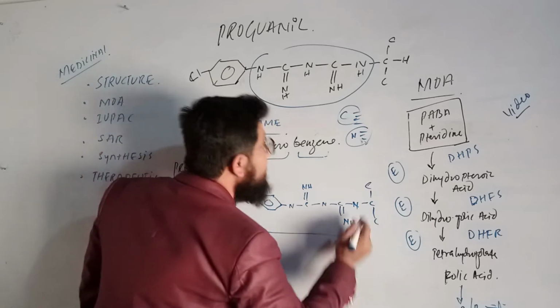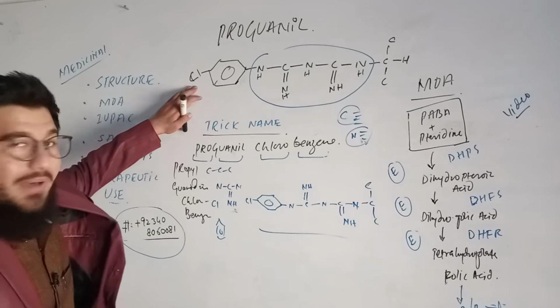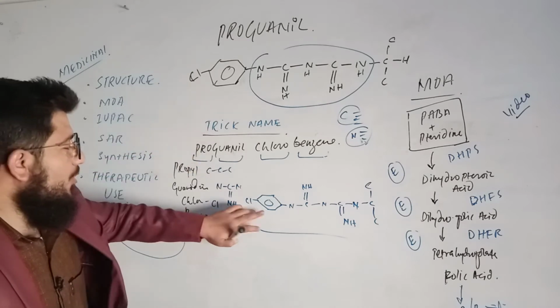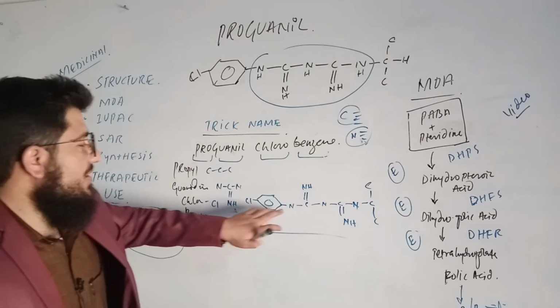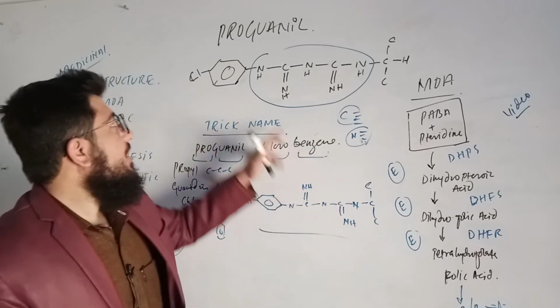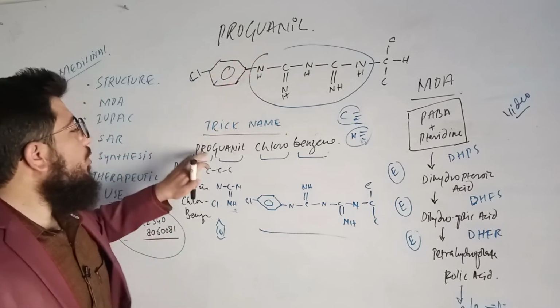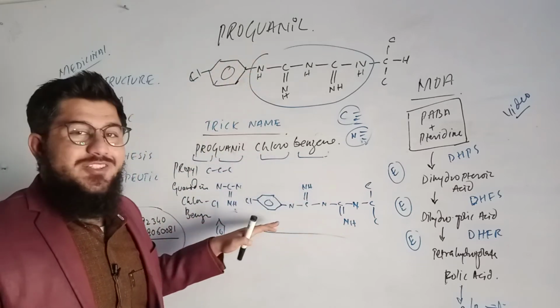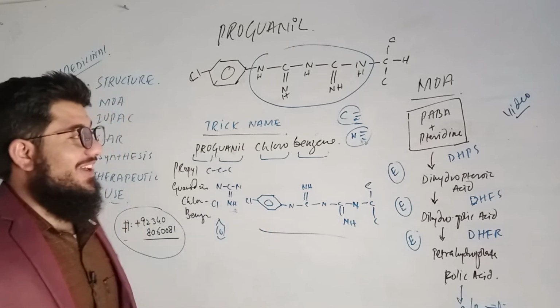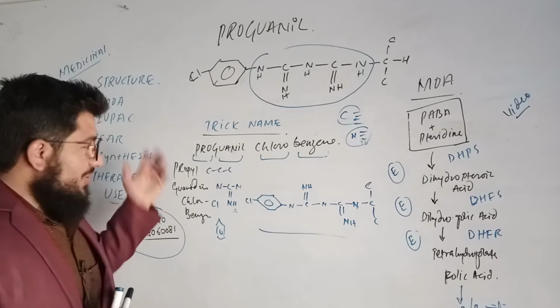So here is our structure being drawn. We got the entire structure in a very easy way, by means of the trick name. Chlorobenzene is in front of us. Then we have guanidine, and here we have propyl. Propyl, guanidine, chlorobenzene. So from now onwards, stop calling proguanil just proguanil. Call it proguanil chlorobenzene, because it's easy to get the structure then. So we got the structure now.